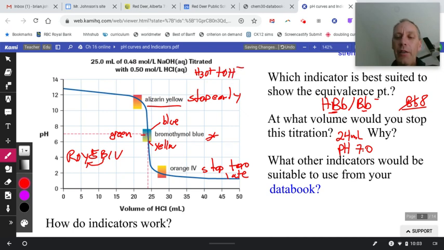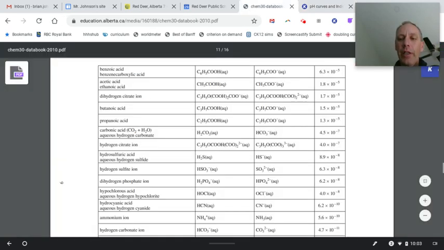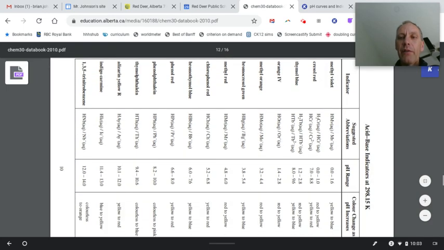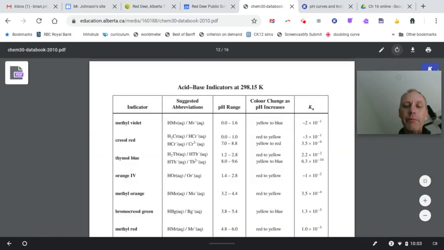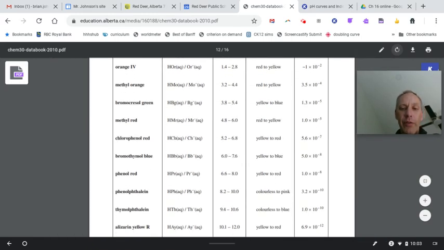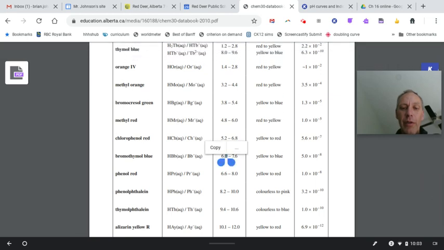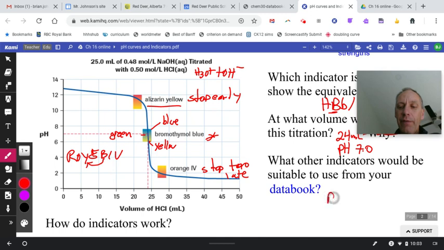Okay, and what other indicators would be suitable to use from your data book? I'm not going to worry about that. Okay, so bromothymol blue is a good one because it changes at a pH of 7. So in our data book, if we look at the indicators, I've got to flip this around. What other ones switch at around 7? So there's bromothymol blue, 6 to 7.6. Here's another good one, phenol red, 6.6 to 8. That would be your next best choice, phenol red.